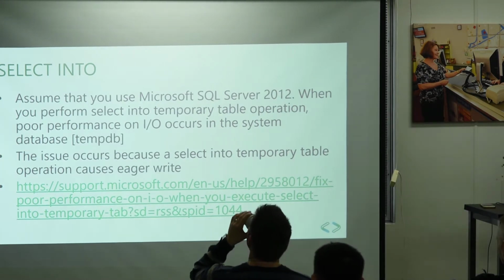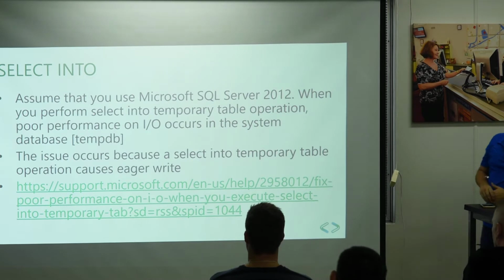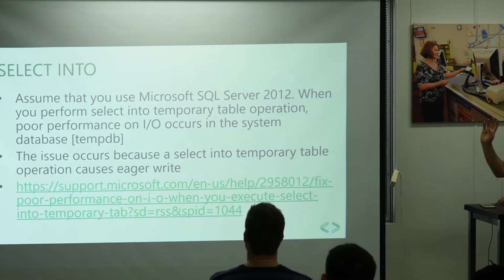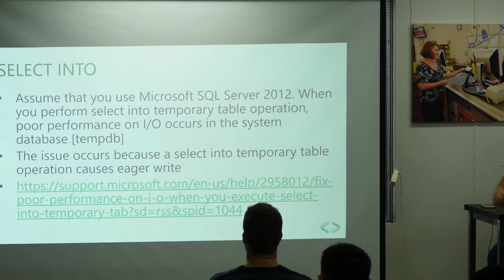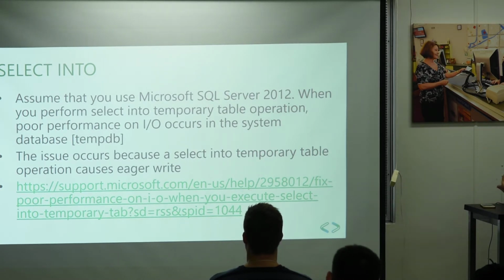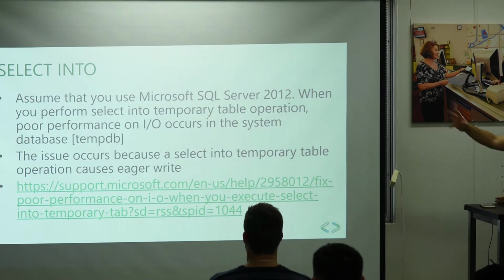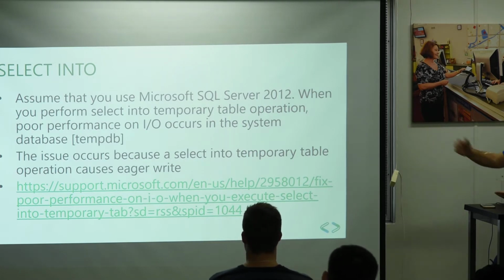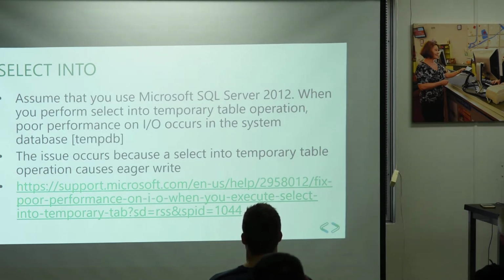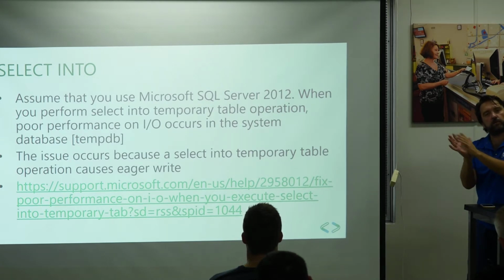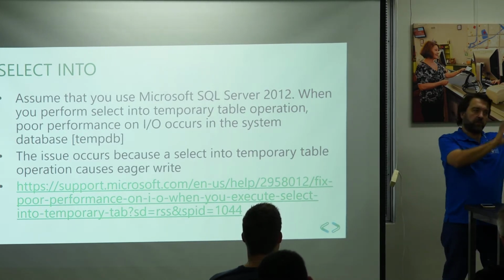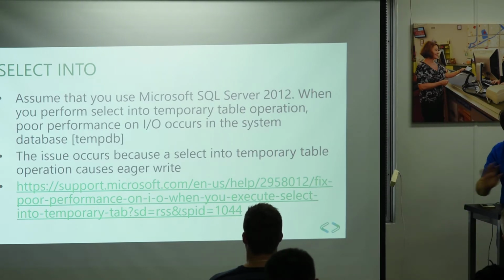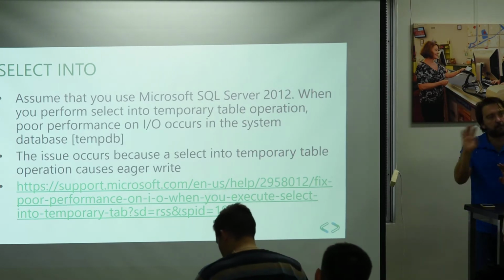This is just one article that I found that impacts performance. In this case, assume you use SQL Server 2012, when you do a select into a temporary table, you experience poor performance with I/O in TempDB, because there's a problem with the temporary table using an eager write operation in the execution plan. So just highlighting that as you go to a higher version of SQL, they've identified problems that exist in the field with larger data sets and concurrency problems, and tried to solve them. They're continually trying to tune TempDB because it is a big bottleneck.